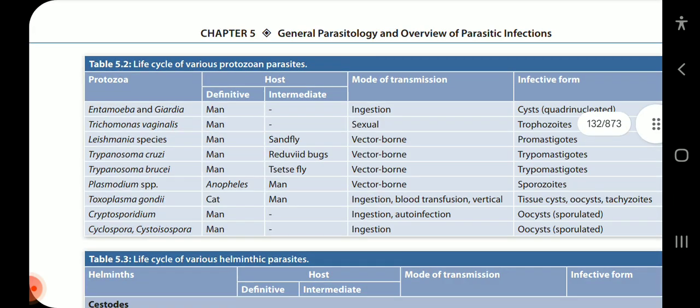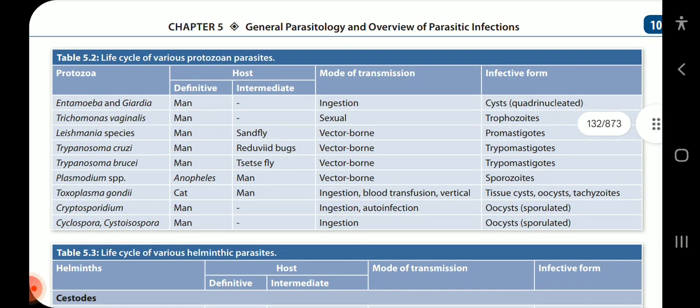Now, the life cycle of various protozoan parasites. Entamoeba and Giardia: definitive host man, mode of transmission ingestion, infective form cyst, polynucleated cyst. Trichomonas vaginalis: man, mode of transmission sexual, infective form trophozoites. Leishmania species: definitive host man, intermediate host sandfly, mode of transmission vector-borne, infective form promastigotes.